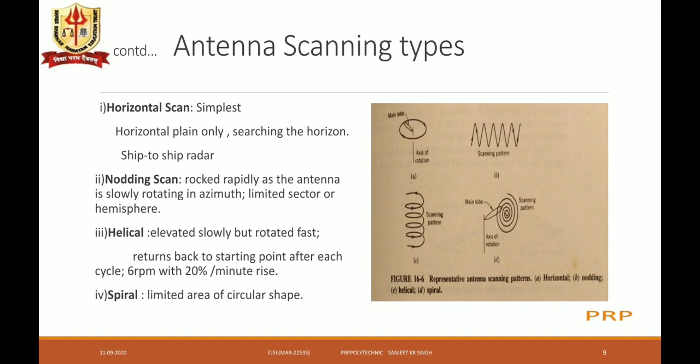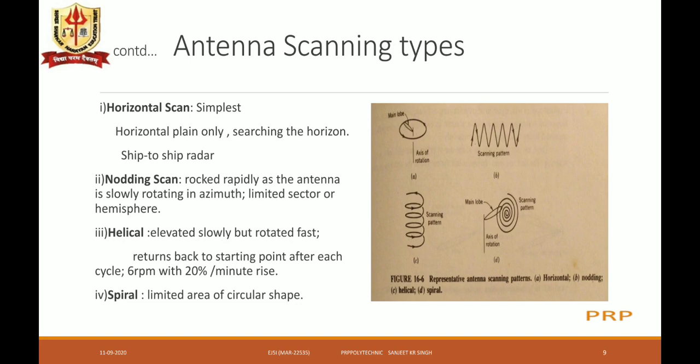Then the third is helical scanning. In this, the antenna is elevated slowly but rotated fast, and will return to the starting point after it has completed one cycle. For example, a typical value of rotation is 6 rpm with 20 per minute rise. The fourth one is spiral scanning, in which the antenna can scan a limited area of more or less circular shape.